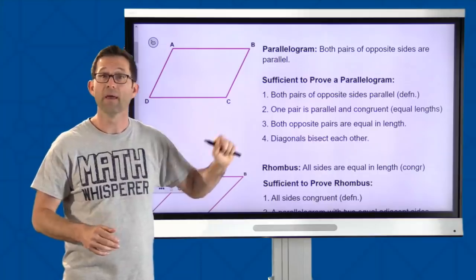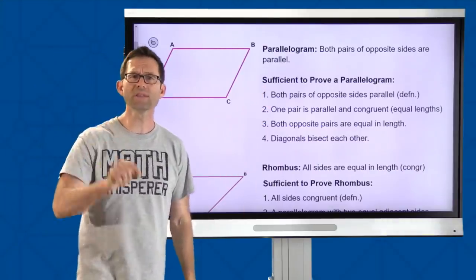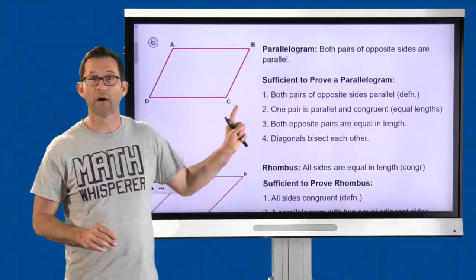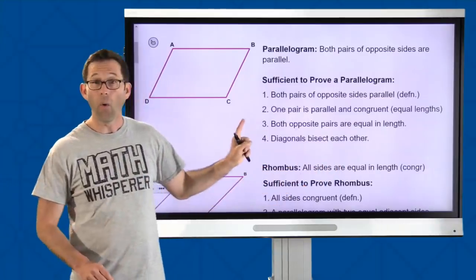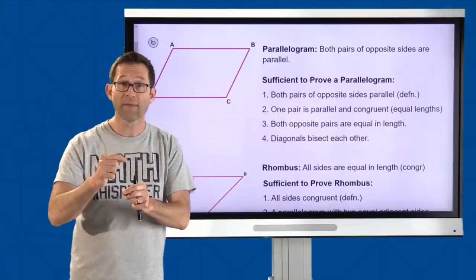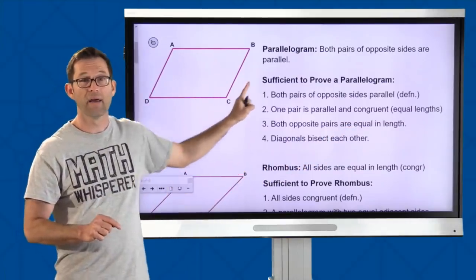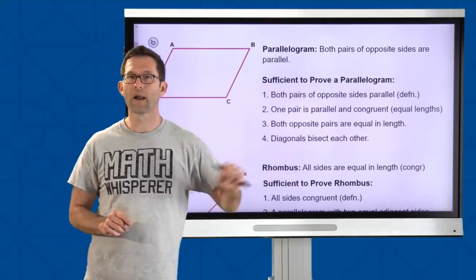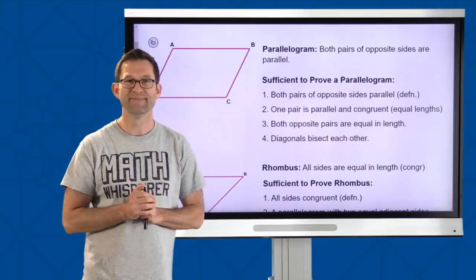Parallelograms are trapezoids. Okay, but parallelograms are defined as a figure with opposite sides being parallel. But there are lots of ways to prove things are parallelograms because they have all sorts of other great properties. For instance, sufficient to prove a parallelogram: both pairs of opposite sides are parallel. That's just the definition, right? Or one pair is parallel and the same length. So if I knew that one pair of opposite sides were both parallel and the same length, I'd know I had a parallelogram. Both opposite pairs are equal in length. So if I know that's equal to that and that's equal to that, I know it's a parallelogram. And finally, a little weird, if I know in a quadrilateral that the diagonals bisect each other, they cut each other in half, then I also know it's a parallelogram. That's kind of cool.